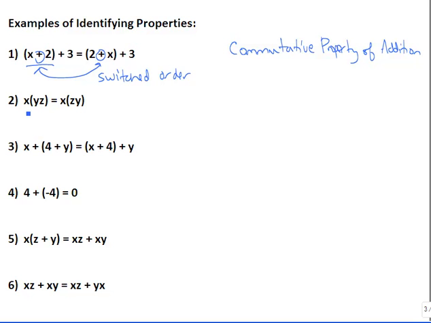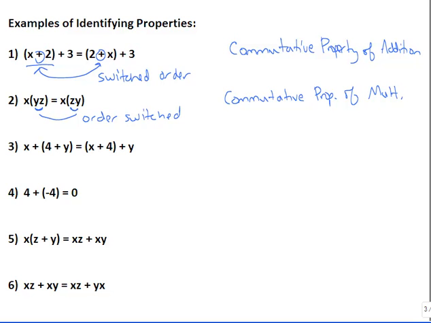You want to compare the left side to the right side. On the left side, what's in our parentheses is a y and a z. And on the right side, we also have a y and a z, but the order has switched. And again, if you switch order, that's always the commutative property at work. So this is the commutative property. But this time, instead of being for addition, since between that y and z is an implied multiplication, this is the commutative property of multiplication.